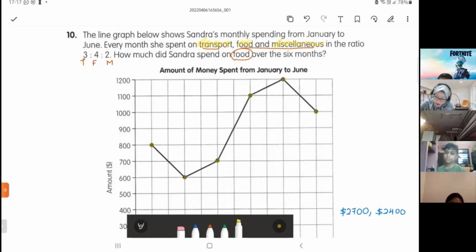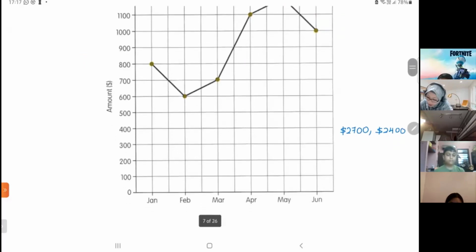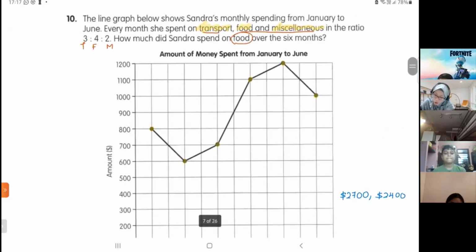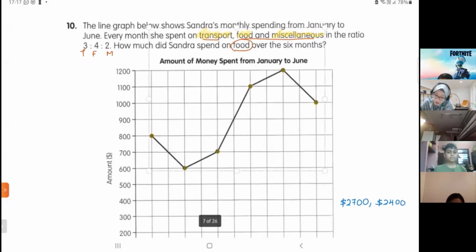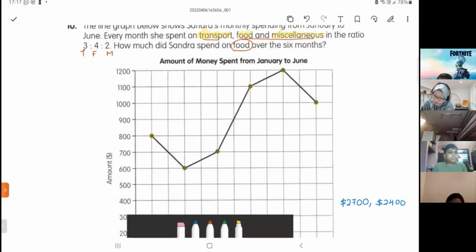Okay, so let's look at where the months are. The months are January to June. So I will just show over here. Let's do the numbering first. January is 800. Then 600, 700, 1100, 1200, and 1000.